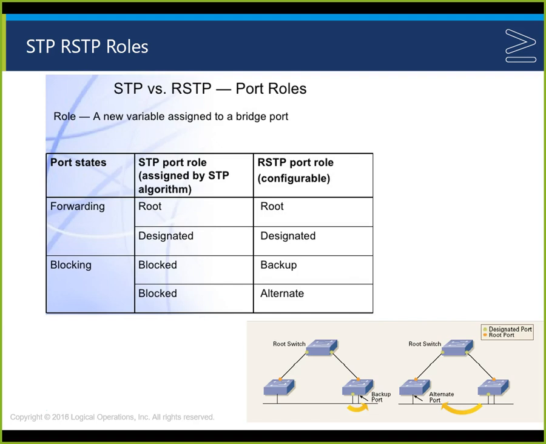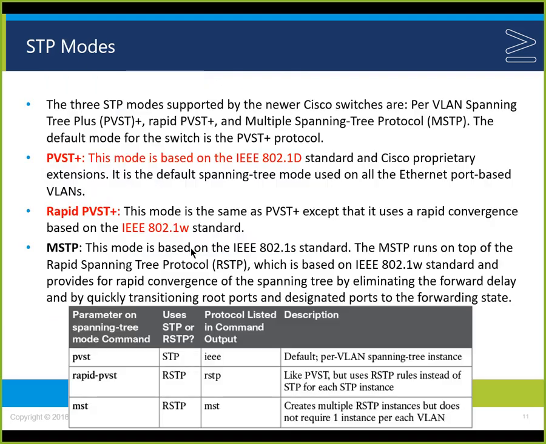So, a new variable assigned to a bridge port in the spanning tree. In the port states of STP, we have forwarding, which can be the root and designated ports, and in rapid, root and designated ports. Blocking states are just called blocked, and in rapid you call them backup or alternate ports for the blocking state. And yes, we are going to go through how each of these states works as we go through this.